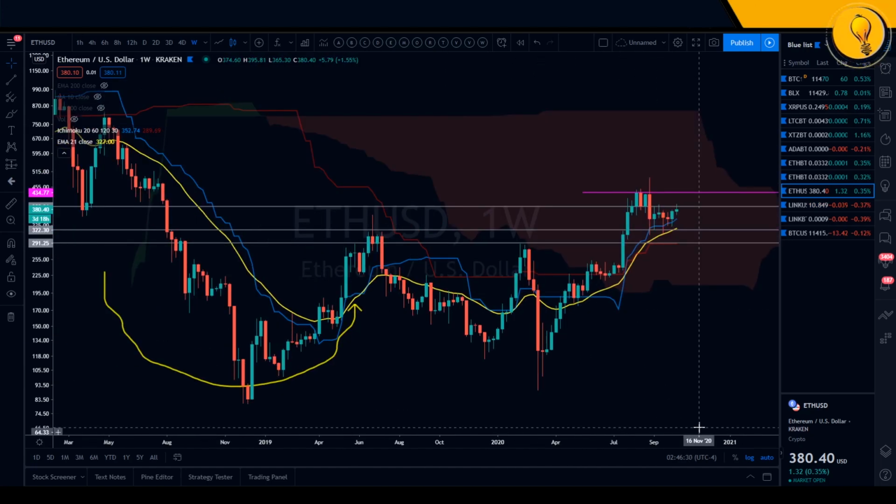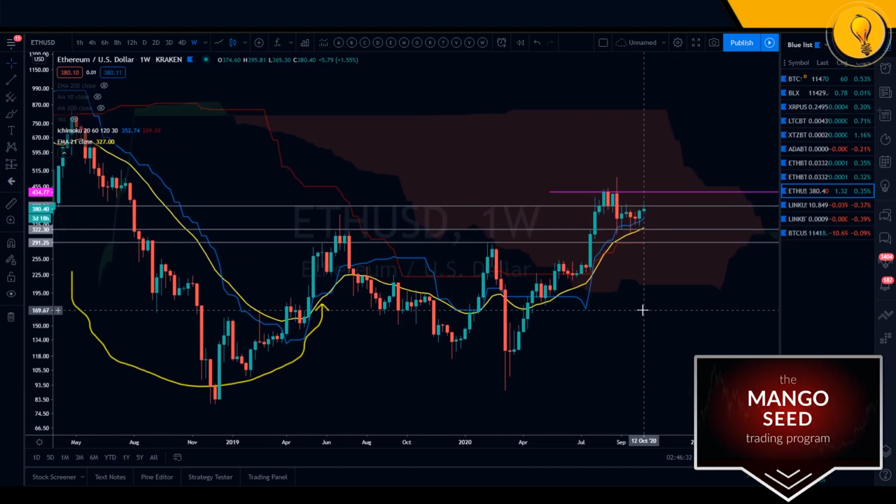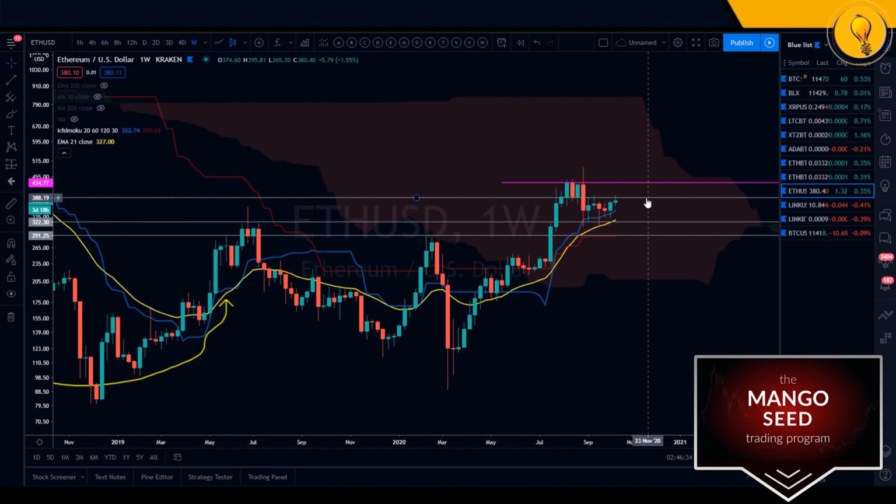We're currently on the weekly time frame, and as you can see, Ethereum is actually performing really well, just primarily off of its major regions of support and resistance. So I'm referring to the horizontal lines in addition to, well, the cloud regions.